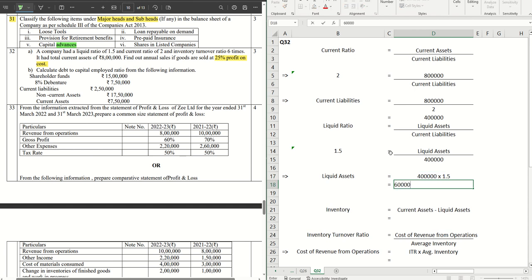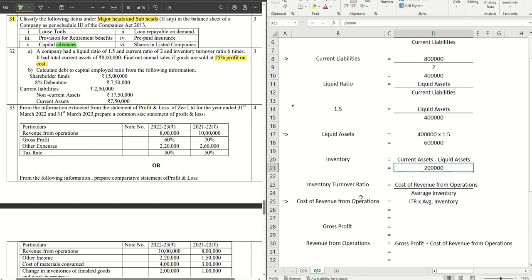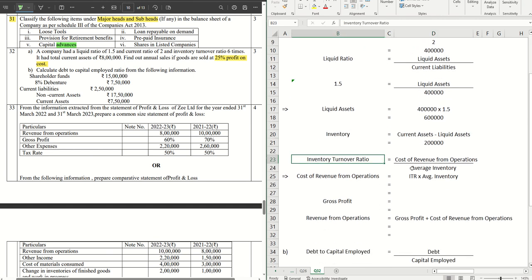So that's my liquid assets. Now we have to calculate the inventory. As I told you, the formula is current assets minus liquid assets. Current assets are 8 lakh, already given in the question, and liquid assets are 6 lakhs. So in that case my inventory is 2 lakhs. Now we have the inventory turnover ratio given to us. Average inventory is not mentioned in the question, so our inventory itself becomes our average inventory.